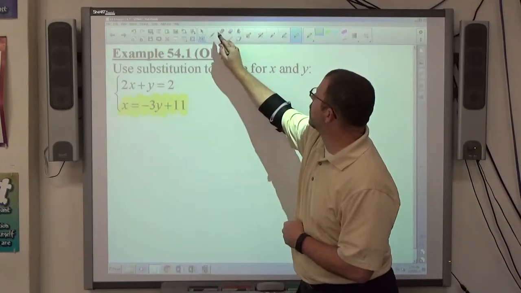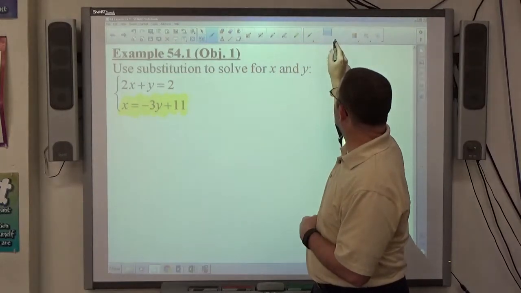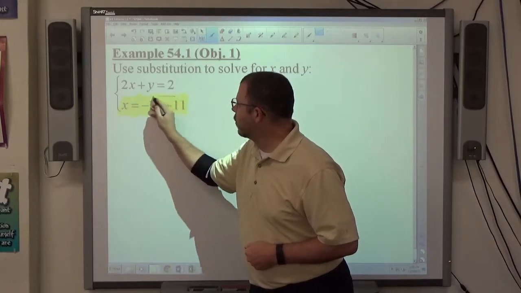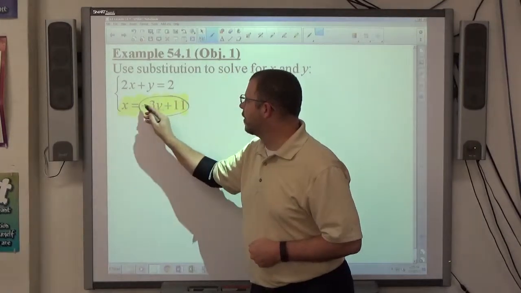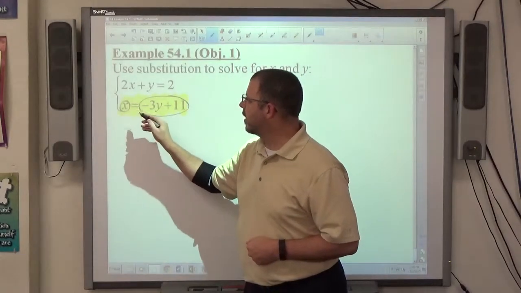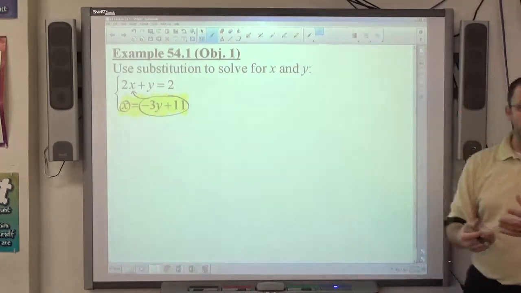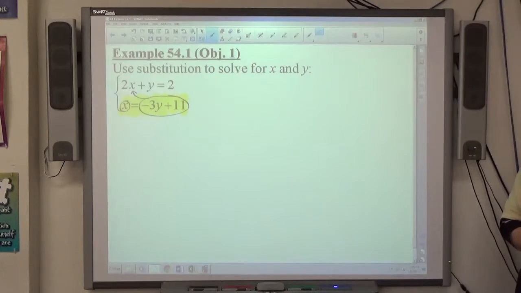And the way substitution works, step two is all about substituting properly. X and negative 3y plus 11 are equivalent. What I have circled there is exactly the same as what I have circled there. And notice that x is in the other equation. So I'm going to take the x out of the top equation and replace it with negative 3y plus 11.